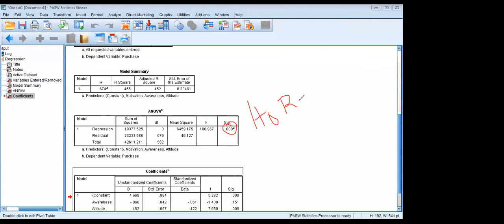What is H naught? There is no significant impact. That is H naught. So what is the other side of H naught? The alternate hypothesis: significant impact is there. The question is, this researcher wants to know whether awareness, attitude and motivation have an impact. So H1 is accepted.